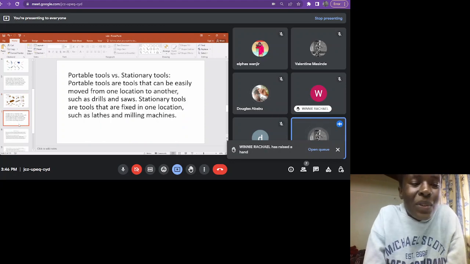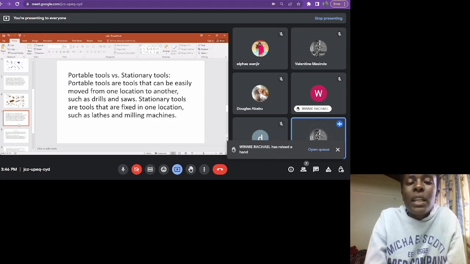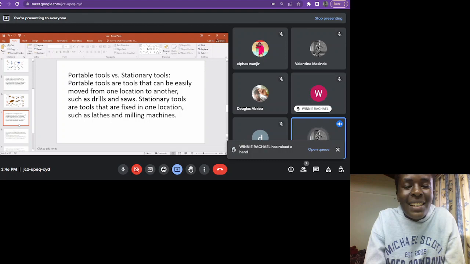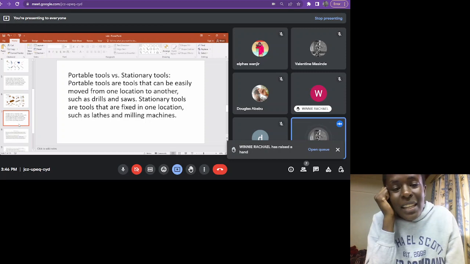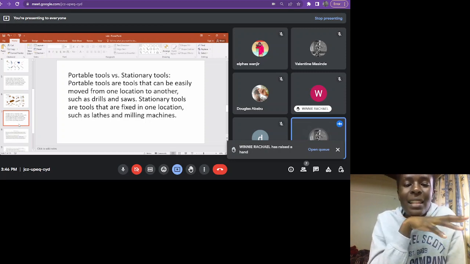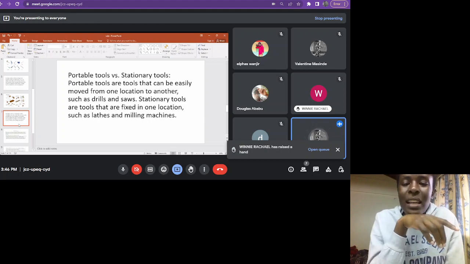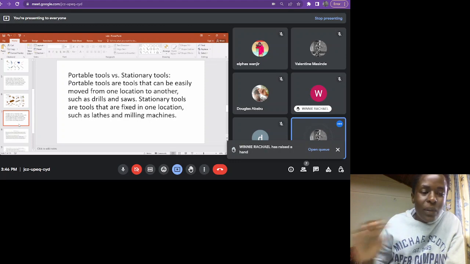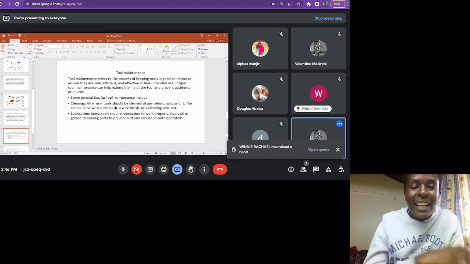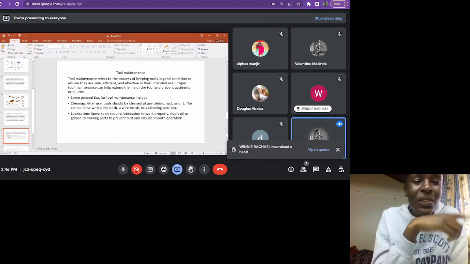Another classification of tools, we have portable tools and stationary tools. So portable tools, from the word portable, inamaanisha ni kitu unaweza beba from one place to another. These are tools that can be easily moved from one location to another, such as drills. While stationary tools are tools that are fixed in one location, such as milling machines. So stationary tools huwezi toa kwenye ziko tu hapo. Those are the classifications that we've looked at.